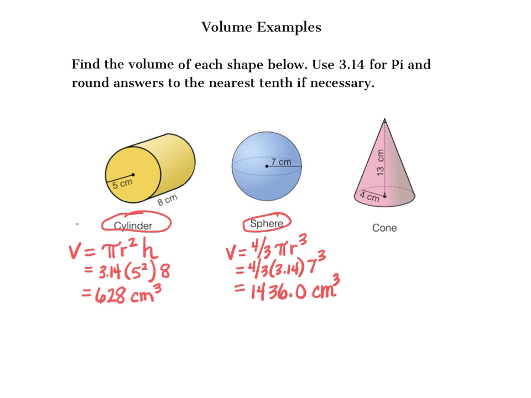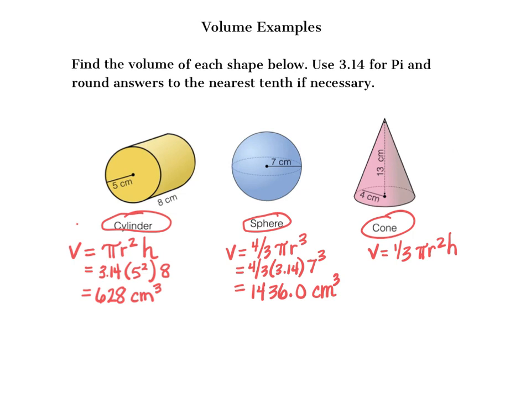The next shape is a cone, and it looks like an ice cream cone. If we write down the formula for volume, it's 1/3 pi r squared h. One thing you're going to notice is that the formula for a cone is just like the formula for a cylinder, except it has 1/3 in front of it. And that's because a cone is 1/3 of a cylinder.